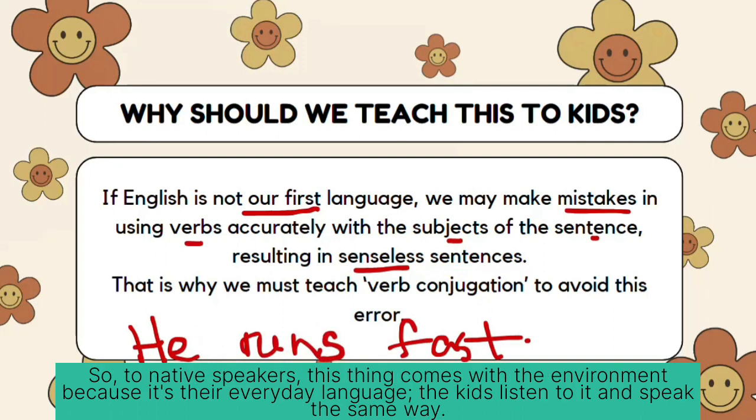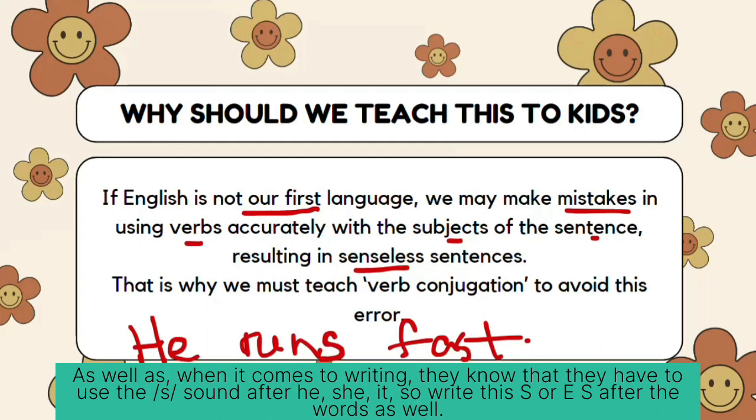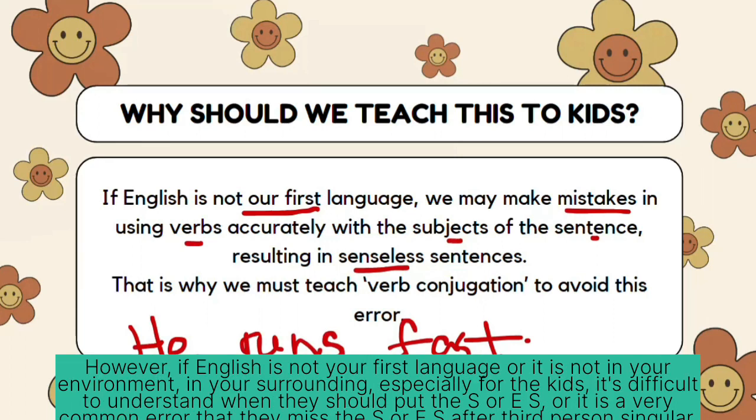If you have a third person singular pronoun, we must have an s or es at the end of our verb. To native speakers, this comes with their environment because it's their everyday language. They keep listening to it and they speak the same way. As well as when it comes to writing, they know that if they have to use the sound after he, she, it, they write this s or es after the words as well. However, if English is not your first language or it is not in your surroundings, especially for kids, it's difficult to understand when they should put the s or es, and it is a very common error that they miss the s or es after third person singulars.